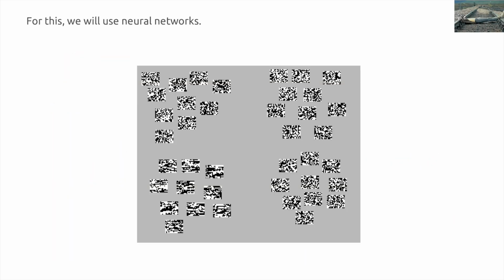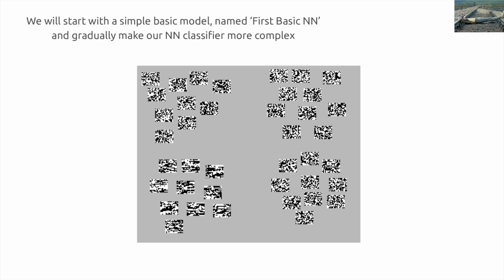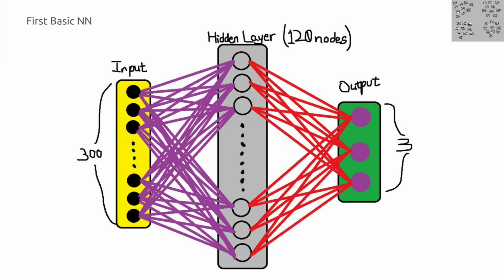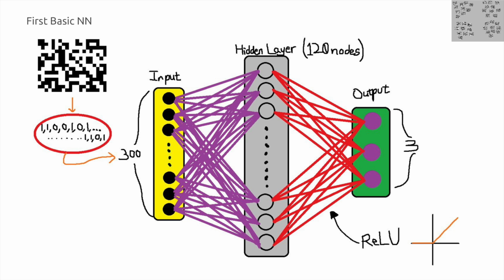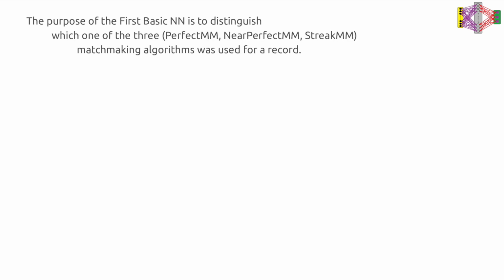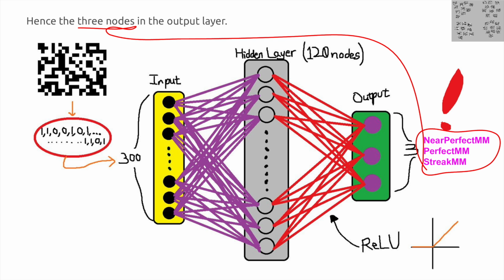For this, we'll use neural networks, the classifying kind. We will start with a simple basic model named First Basic NN, and gradually make our NN classifier more complex to better accommodate our findings and needs. First Basic NN has 3 layers, with one hidden layer in the middle, and the ReLU activation function was used. The image, or a series of 300 ones and zeros, will be fed into the input layer. The purpose of the First Basic NN is to distinguish which one of the 3 matchmaking algorithms was used for a record, hence the 3 nodes in the output layer.